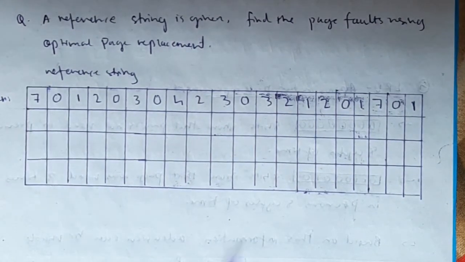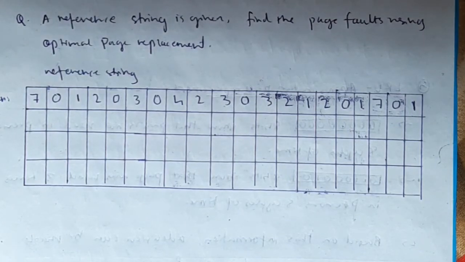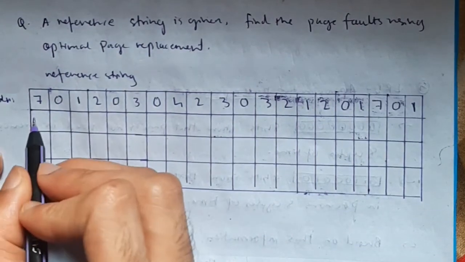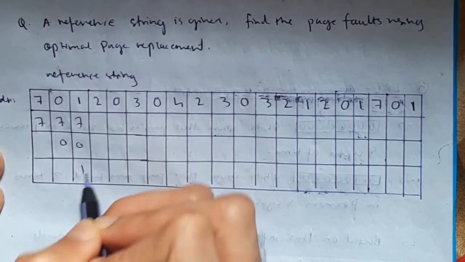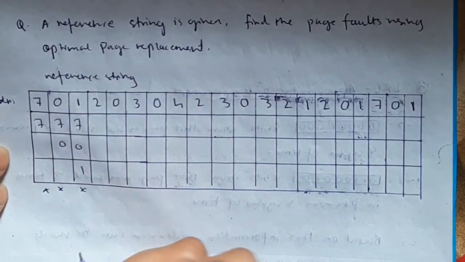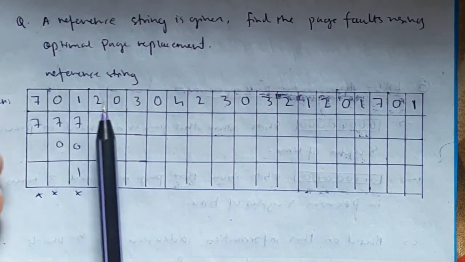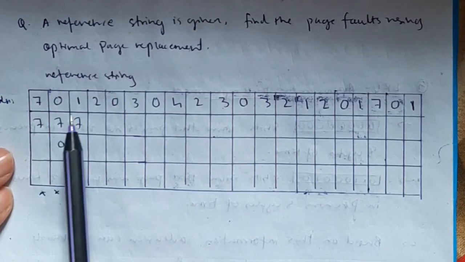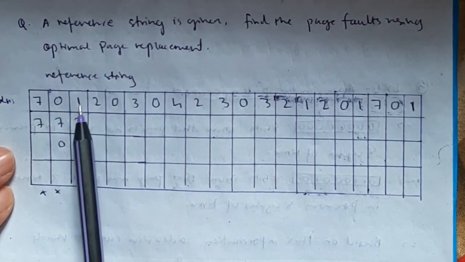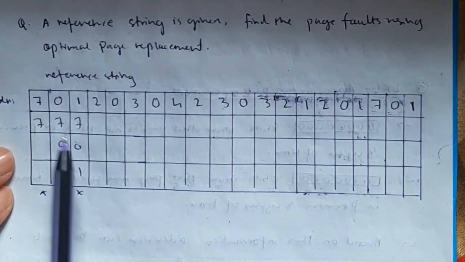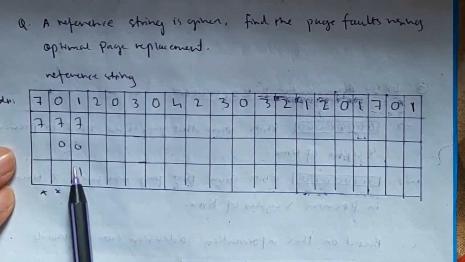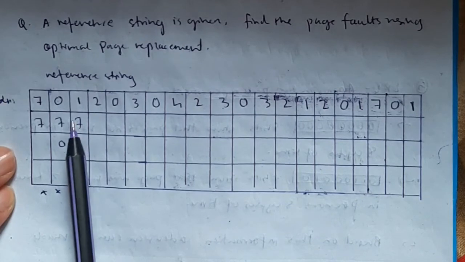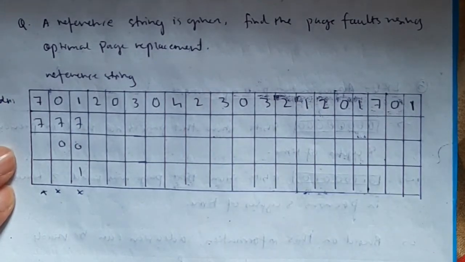Okay, so now let's start the optimal page replacement algorithm. In this, we'll do the same thing. First 7, then 7 0, then 7 0 1. Now we'll be checking for 2. Which among 7, 0 and 1 will be used at last? See here, 7 is repeating at the last, 0 is repeating here, 1 is repeating here. So 7 is repeating at last here, right? So we can replace 7.